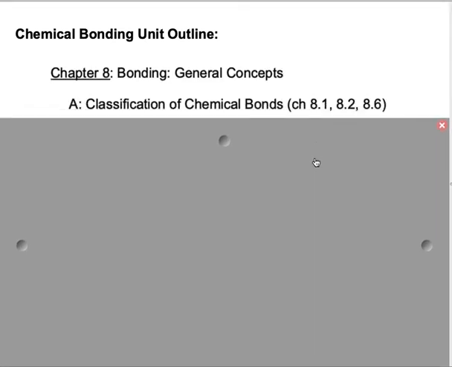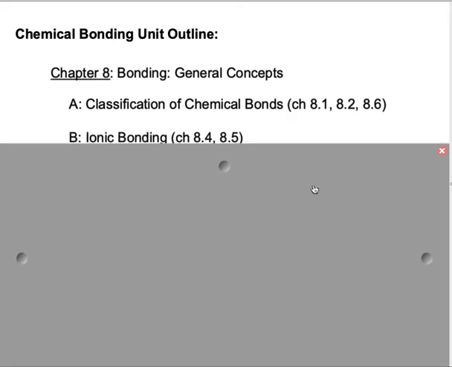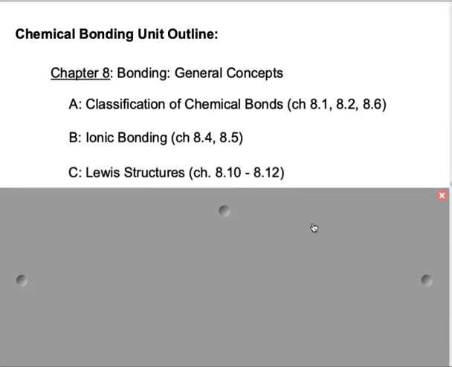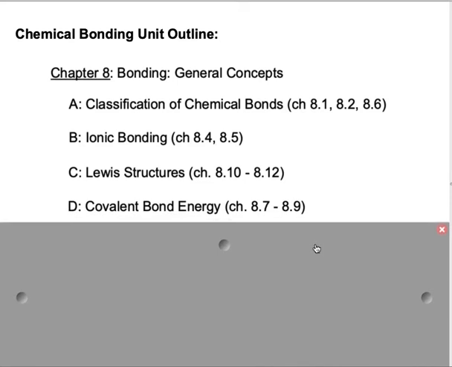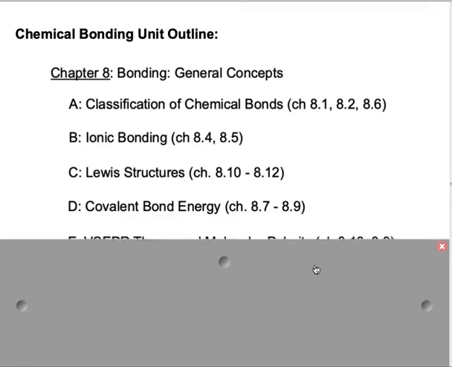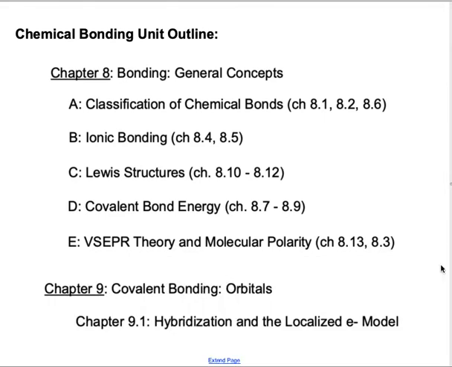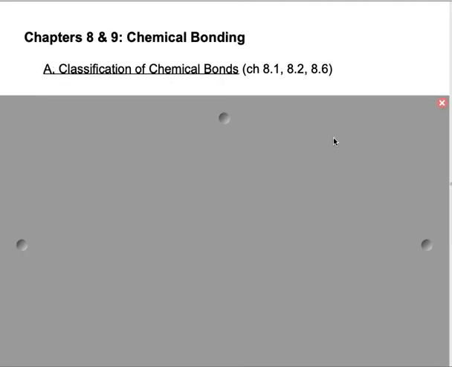From Chapter 8, we'll begin with Section A, which involves classification of chemical bonds. That's the topic of this video. In Section B, I'll talk in a bit more detail about ionic bonding. In Section C, we'll review Lewis structures. In Section D, we'll talk about covalent bond energy, a new topic. And in Section E, we'll talk about VSEPR theory and molecular polarity. From Chapter 9, we will talk about hybridization and the localized electron model. So let's begin with classification of chemical bonds.